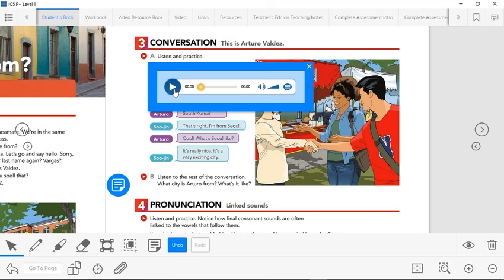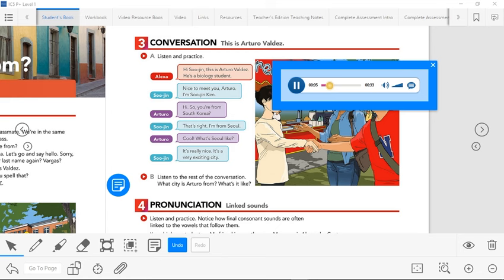Pay attention. Page 3, Exercise 3, Part B. Listen to the rest of the conversation. What city is Arturo from? What's it like? So, Arturo, where are you from? I'm from Mexico. Really? What city? Puebla. Interesting. What's it like there? Well, it's a really beautiful city, and the food there is great.